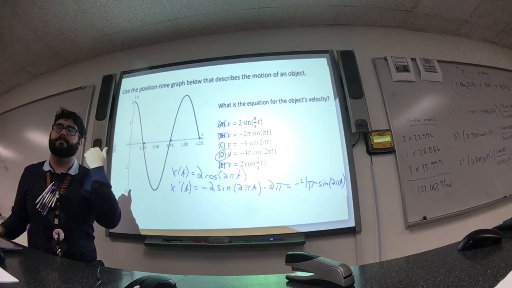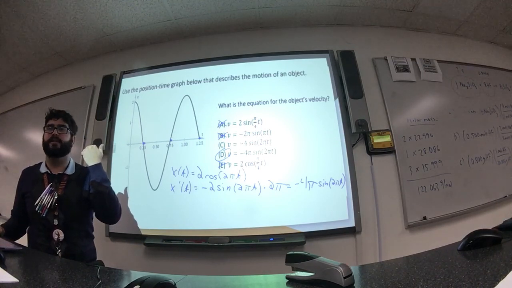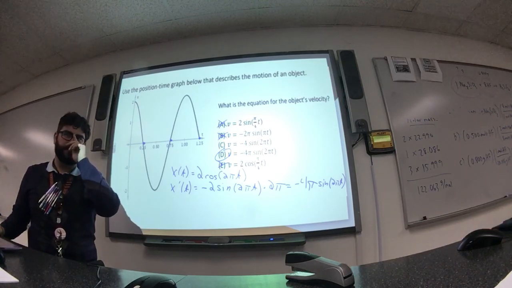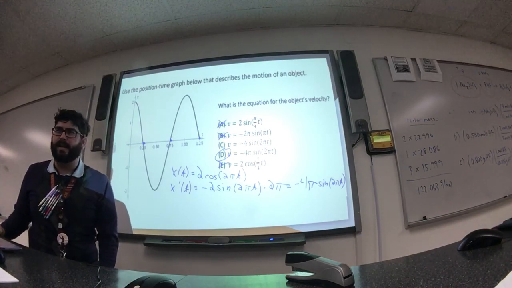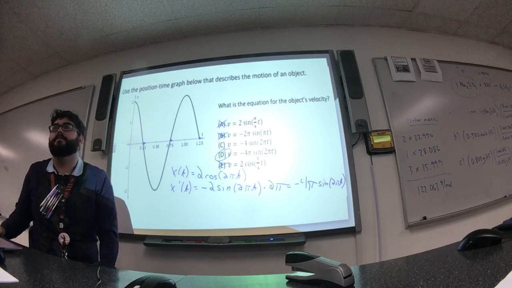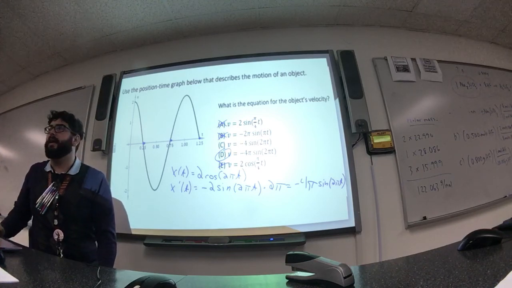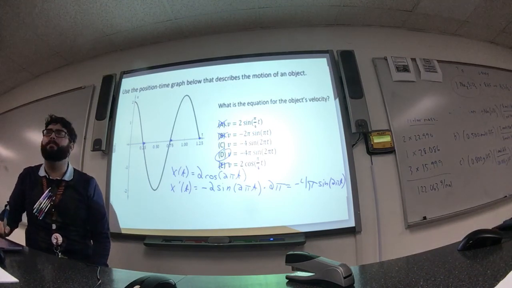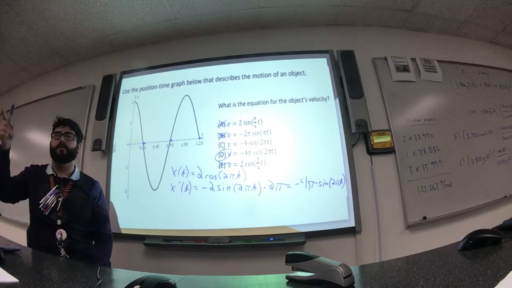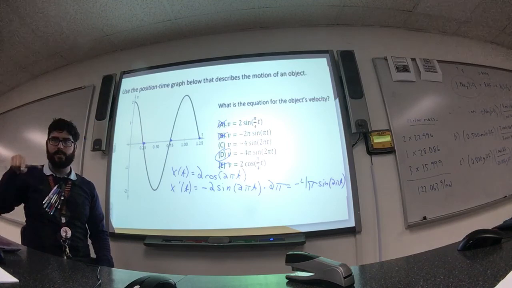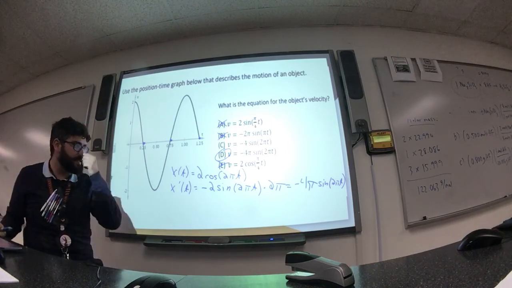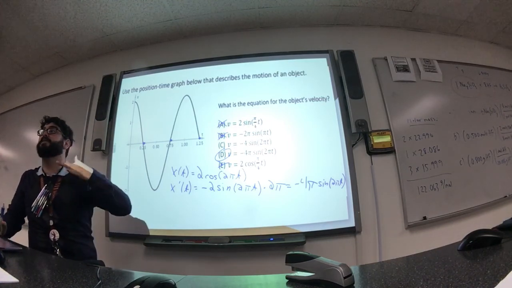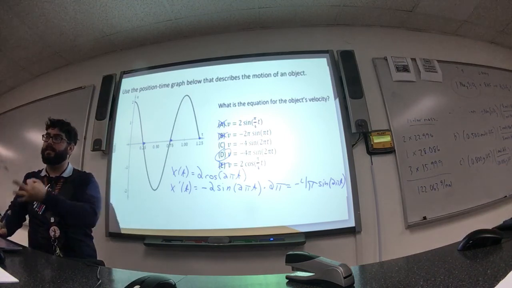Plus pi over 2 plus n pi? Yeah, it should be plus n pi, because then it would be any multiple, any oscillation over. Yeah, plus n pi. So you have a bunch of different ways of getting to that same answer.